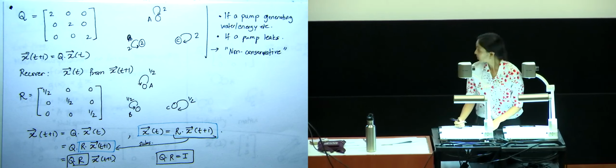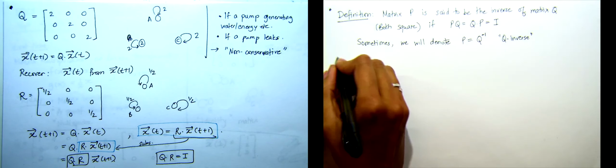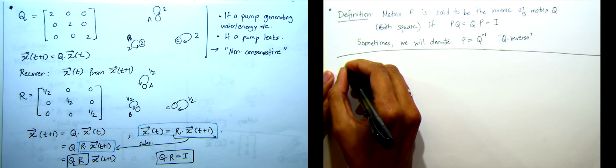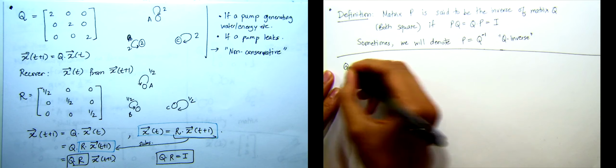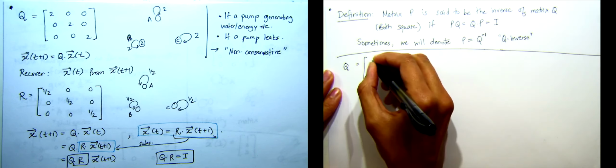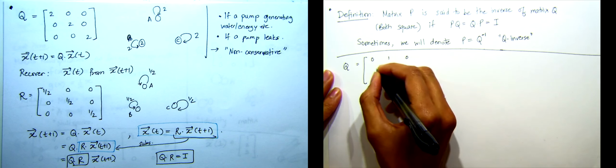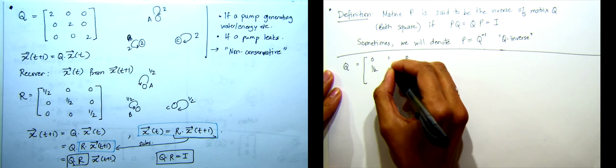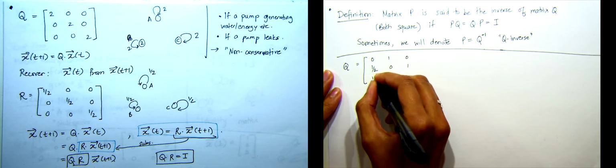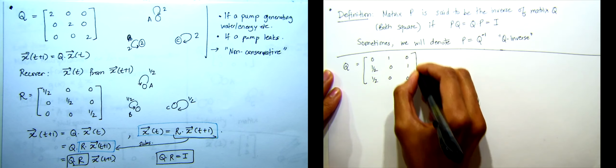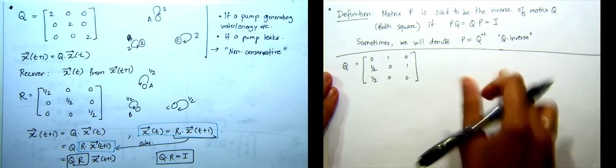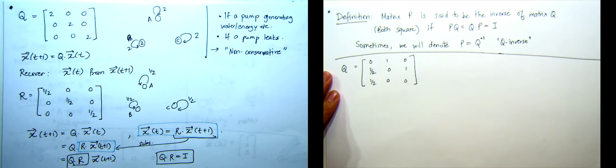Okay. Since everything's good, let's do an example. So now, let's say I have the following pump system: 0, 1, 0, 1 half, 0, 1, 1 half, 0, 0. Why don't you take a minute to draw out actually the pumps, what the pumps look like for this Q?